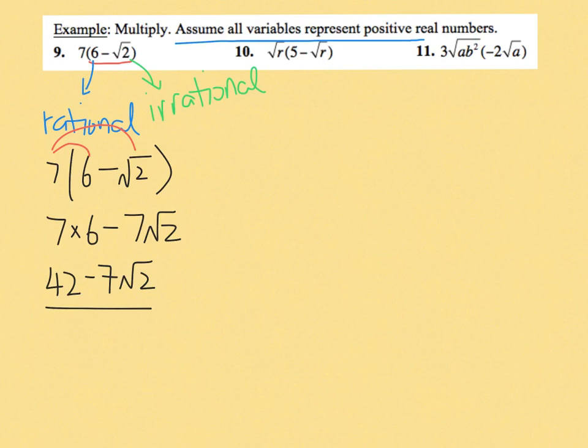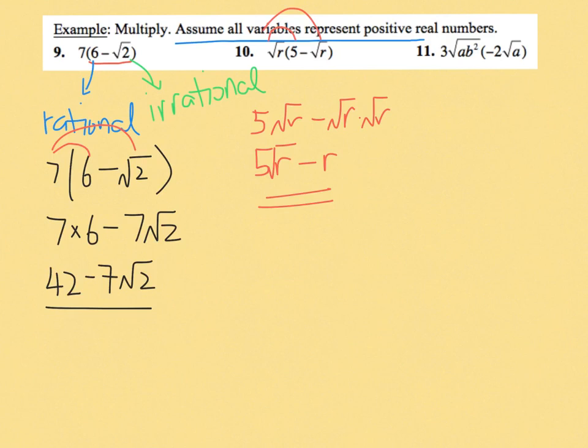For example 10, square root of r times 5 minus square root of r. So again, we will have to apply the distributive property to simplify the expression. So square root of r times 5 will give you 5 square root r. That minus square root of r times square root of r. So you get 5 root r minus r. And again, square root of r is an irrational term. You can't combine it with r. So that's the final answer.